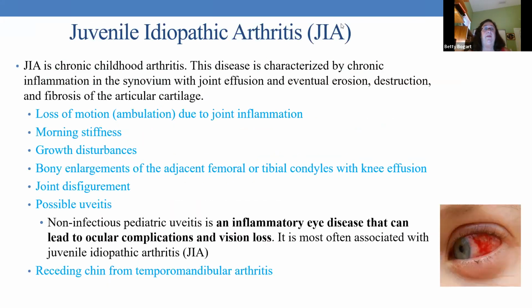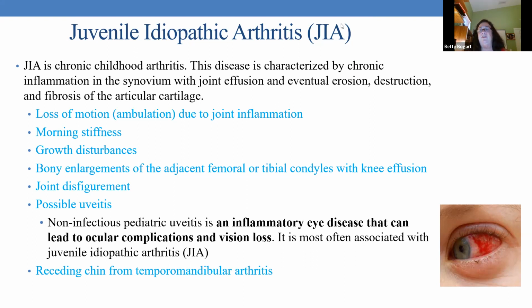Juvenile idiopathic arthritis, JIA. Used to be JRA, but they changed it to JIA. Basically, what is this? It's when the body starts attacking joints. But what do you see? Well, these children, just like me, are stiff in the morning, and you've got to really stretch before you get up and out of bed and get those bodies moving. Children, because of this joint problem, do have some growth disturbances. You're going to see joint disfigurement in these children.